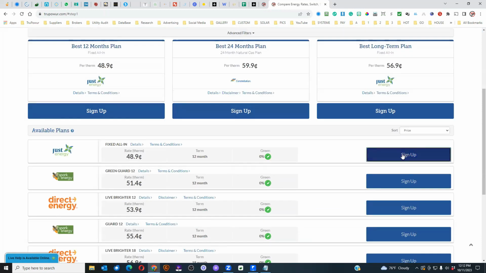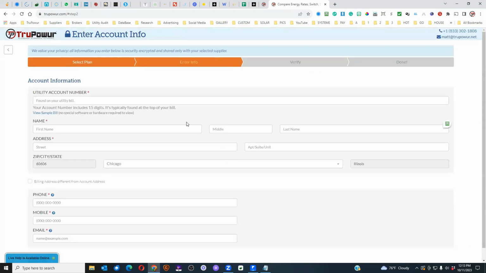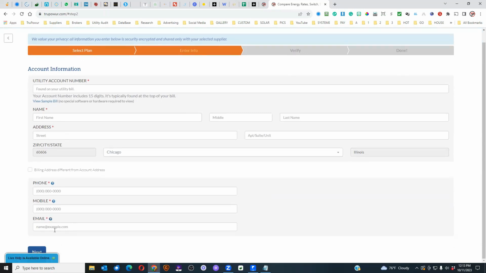So clicking sign up is a straightforward process, filling out all of the information. Once you hit next, it's going to go to a verification page, which in essence is just going to allow you to review the information that you've input before you hit final and submit. When you do that, it is going to send the customer an email with a link that they need to click in order to facilitate the approval.